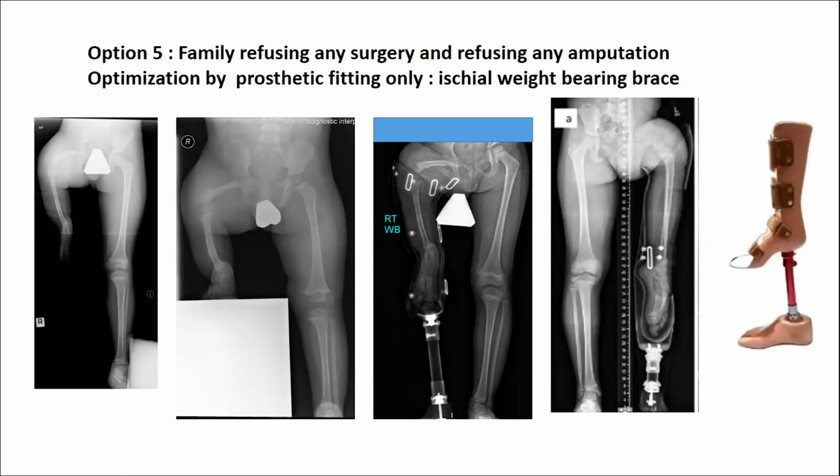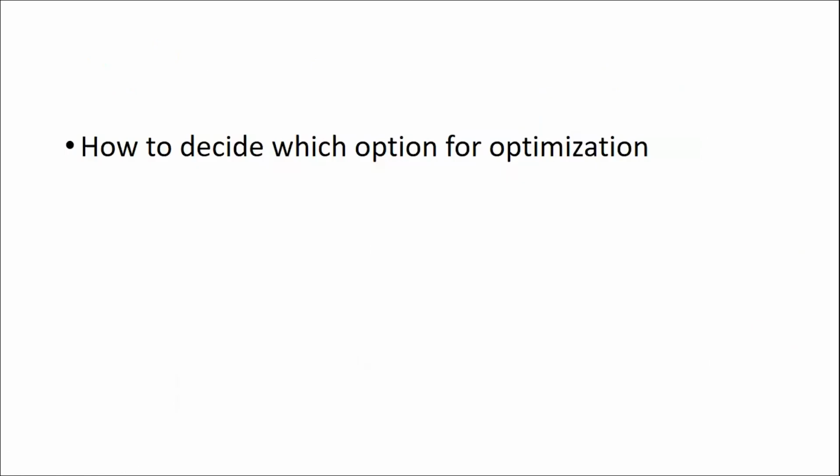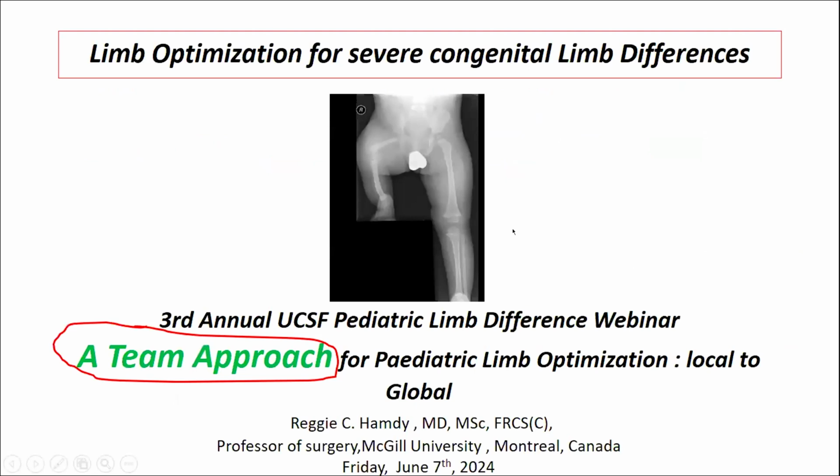Sometimes you use an extension prosthesis. So we have many options. The next question, the next objective: how to decide which option we use for optimization.